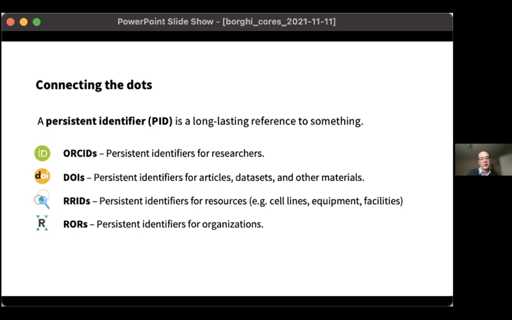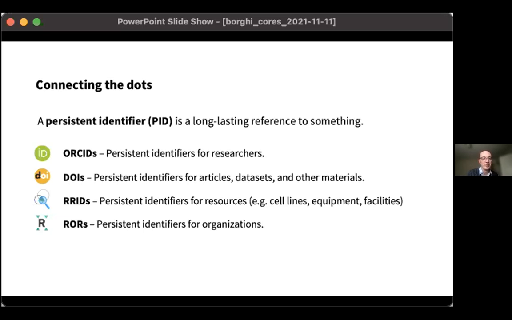And the way to do this is through persistent identifiers. A persistent identifier is basically a long-lasting reference to something. You may be aware of some or all of these. A persistent identifier for an individual is an ORCID ID. That's an example. Myself, John Borghi, I am a different person than a John Borghi who did psychology research here in the Bay Area in the 1960s, who I discovered while creating my ORCID.